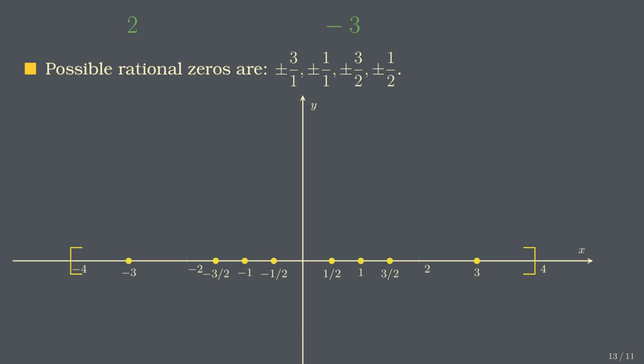And from the leading coefficient 2 and the constant coefficient minus 3, we know that the possible rational zeros are plus or minus 3, plus or minus 1, plus or minus 3 over 2, or plus or minus 1 over 2, and the corresponding possible x-intercepts of the graph on the x-axis are given here. Right. So the problem now is that we first have to evaluate f at these values.